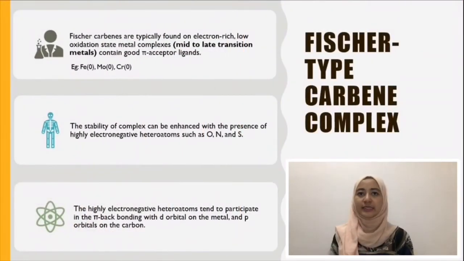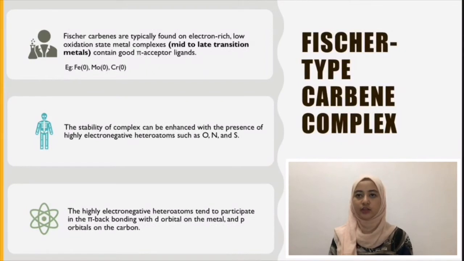Now, firstly, Fischer type carbene complex. The Fischer carbene complex is found on electron-rich, low oxidation state metal complexes, which usually will be found in the middle to late transition metals that contain pi acceptor ligands. So for example here, iron, molybdenum, and also chromium.